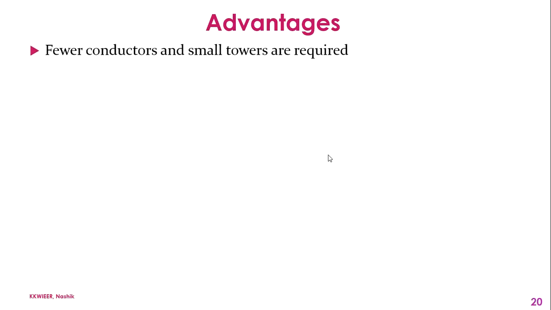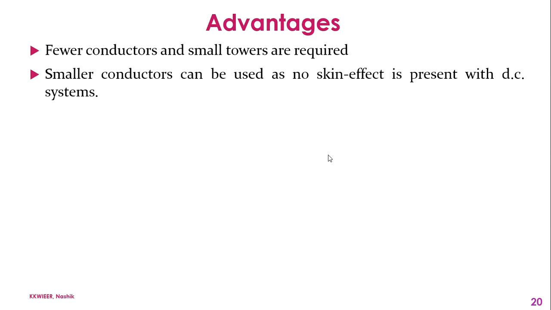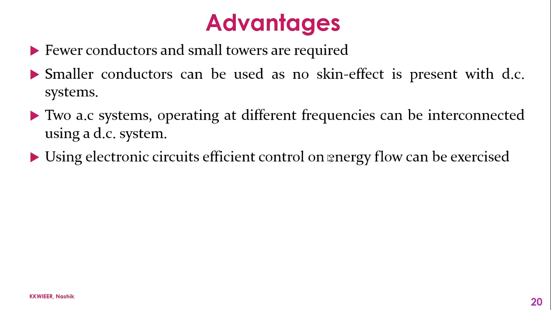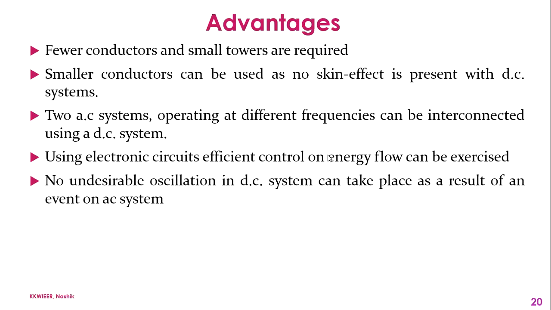Fewer conductors and small towers are required in this case. So, smaller conductors can be used as no skin effect is present with the DC system. Two AC systems operating at different frequencies can be interconnected using a DC system. With electronic circuits, efficient control on the energy flow can be exercised. No undesirable oscillations in the DC system can take place as a result of an event on an AC system.